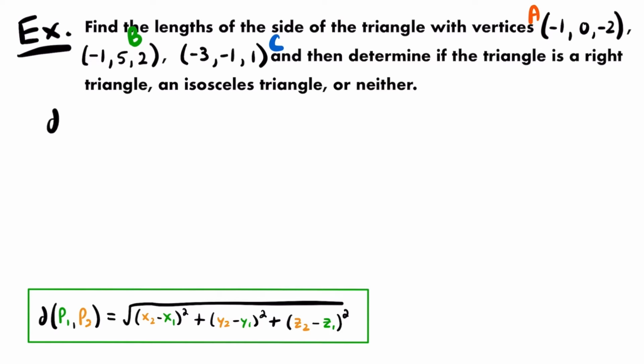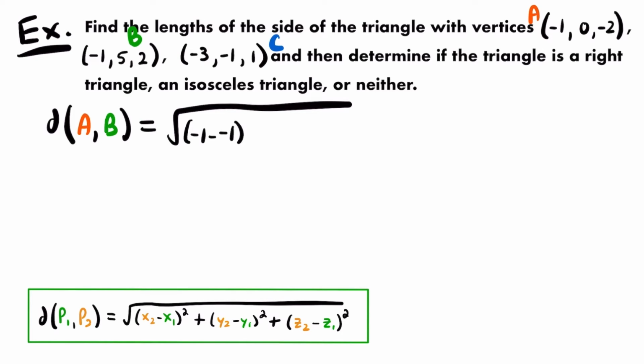C. If we want to find the distance between point A and point B, here's what that will be equal to. We'll have the square root of the difference in the x-coordinates. So we'll have -1 minus -1, and that will be squared. And we'll add that to the difference in the y-coordinates, and that will also be squared. Our y-coordinates are 5 and 0, so we'll have 5 minus 0. And then we want to add that to the difference in the z-coordinates and square that as well. And our z-coordinates are 2 and -2, so we'll have 2 minus -2.